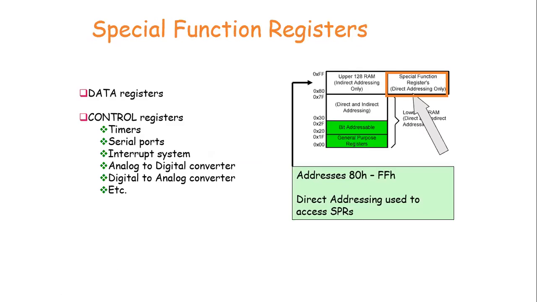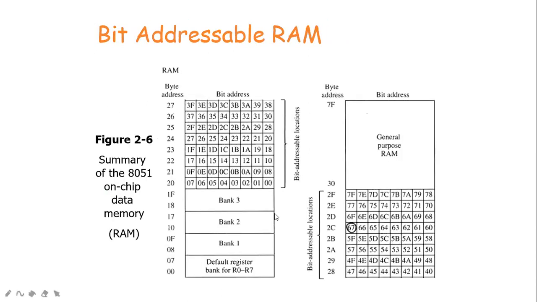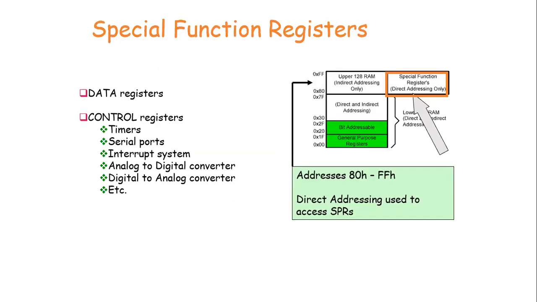The next is special function registers, addresses 80 to FF. These are used for direct addressing to access the special function registers. See, data registers and control registers. The special function registers are data registers as well as control registers. And the control registers here are timer registers, serial port registers, interrupt systems, analog to digital converter, and digital to analog conversion, etc. These registers can be used for all these purposes.